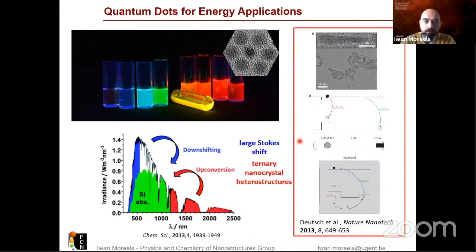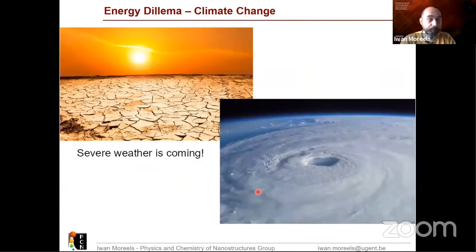On the other hand, what I want to talk to you about today is how to make an upconversion of 2 infrared photons into 1 visible photon, because this can also lead to an enhancement of the efficiency of a silicon solar cell, for instance. But for this, we need more elaborate ternary heterostructures.